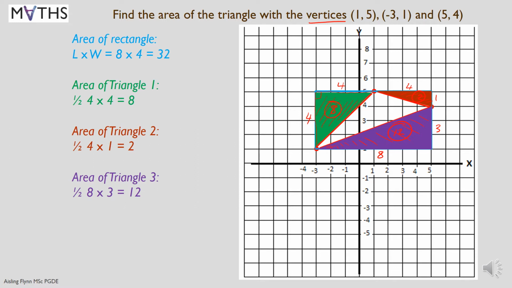Okay, so last step then is to get the area of our red triangle in the center, is to start with 32, which was the big blue rectangle, and subtract the others. So we've 8 and 2 is 10 and 12 is 22. So 32 take away 22 leaves us with 10 square units. So the answer is 10 square units.